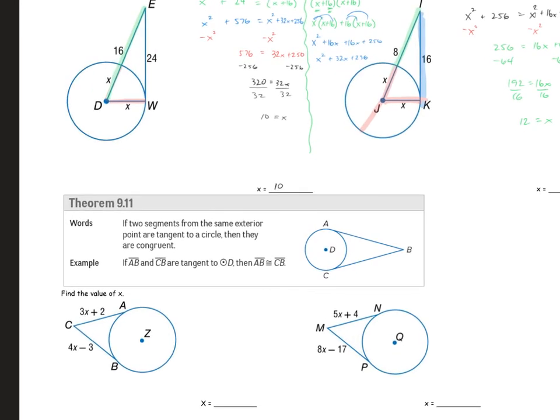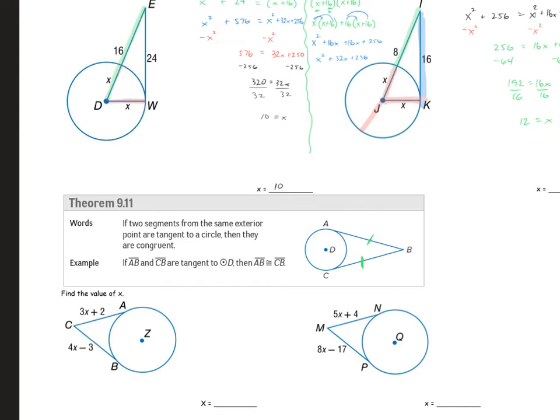Moving on to theorem 9.11. If two segments from the same exterior point are tangent to a circle, then they are congruent. So in this picture, it's telling me that AB and CB, these segments are tangent to circle D. So then that means that segment AB and segment BC are congruent.